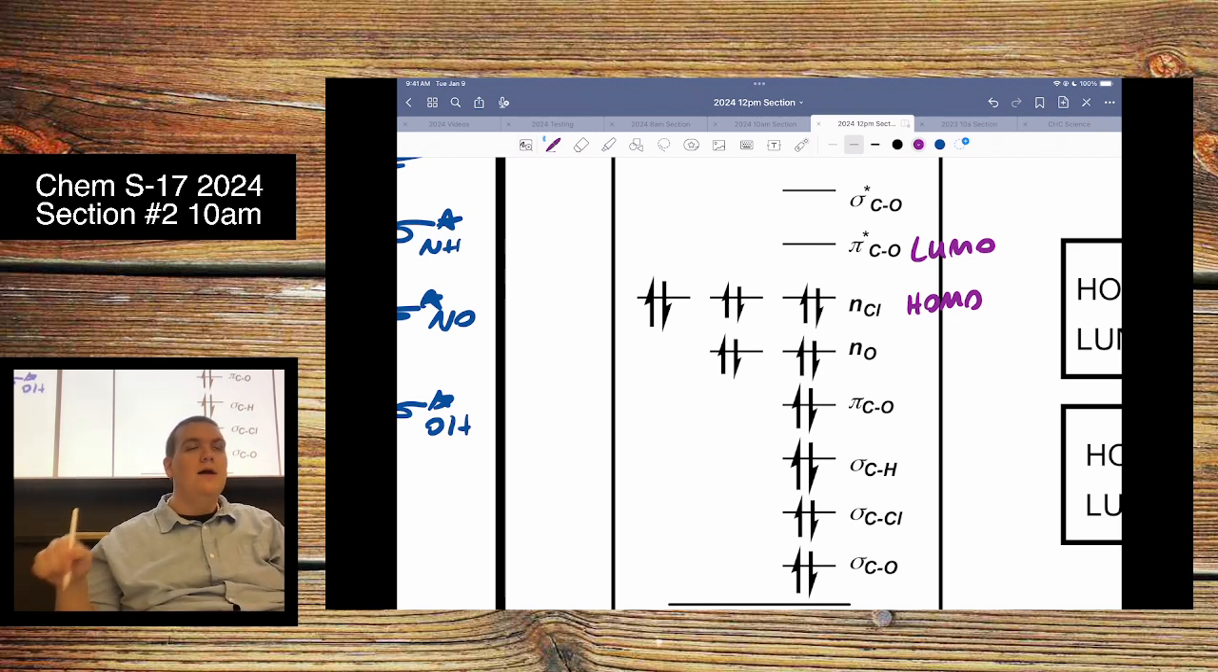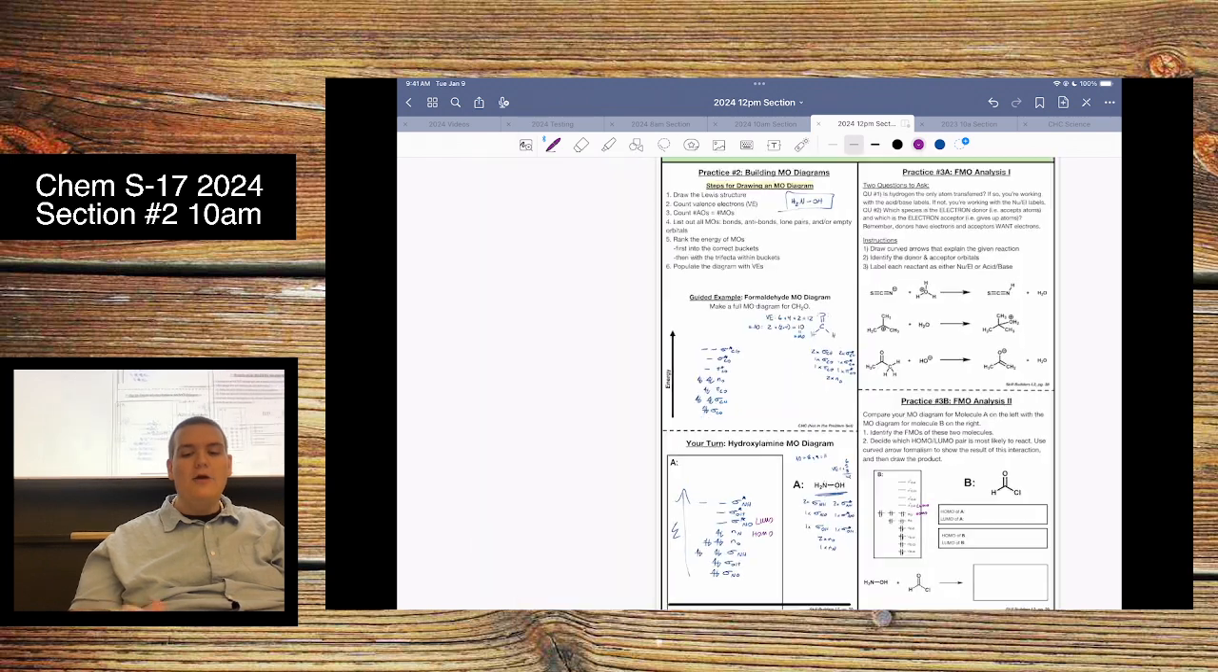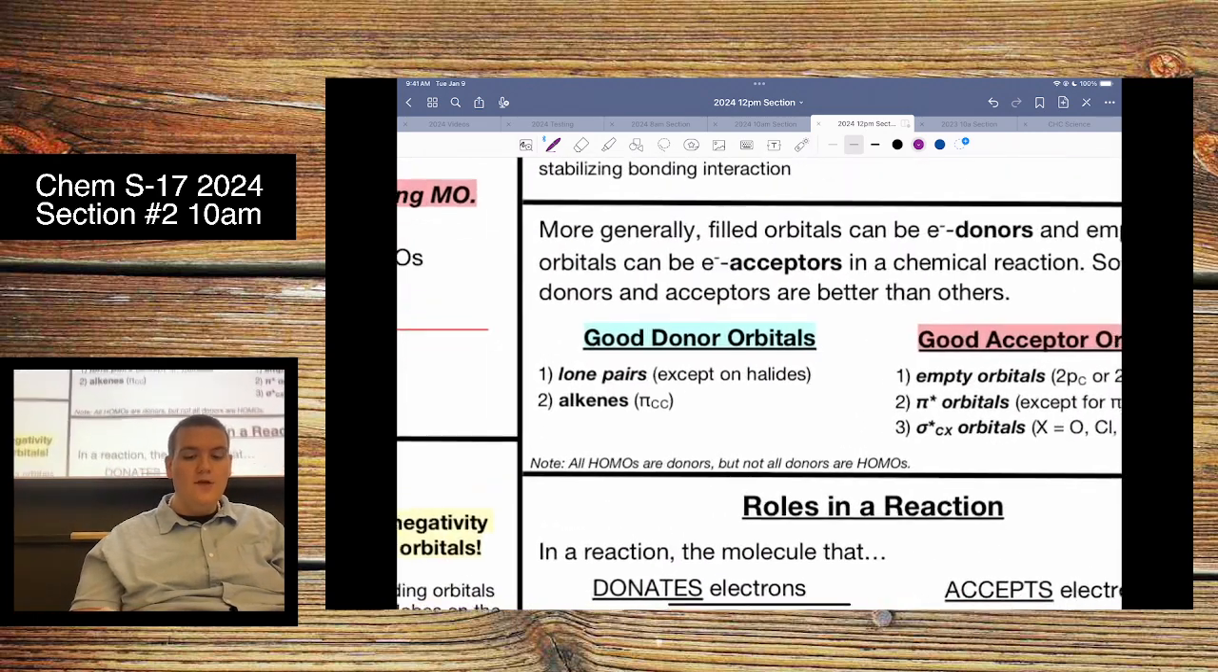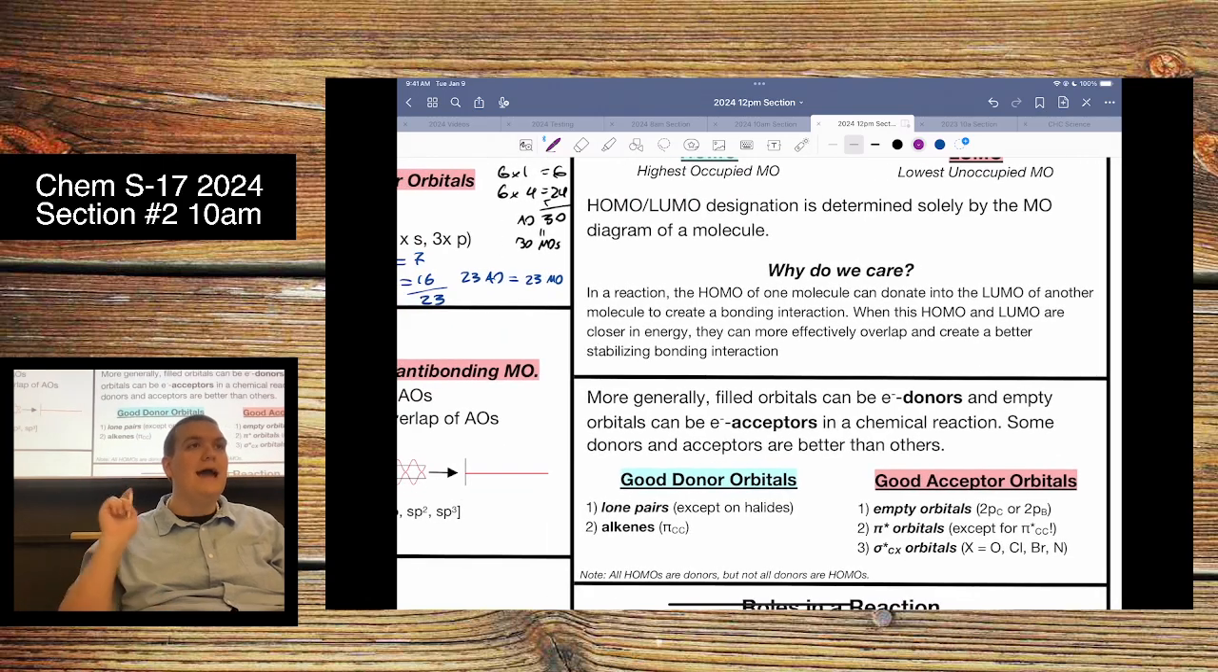But doing a whole MO diagram for every molecule you're ever going to work with in this class is just not feasible. So we are going to introduce some trends that help us identify orbitals that could potentially be our HOMO and LUMO. And like 90% of the time, the shortcut will work. So first up, how to spot a HOMO.